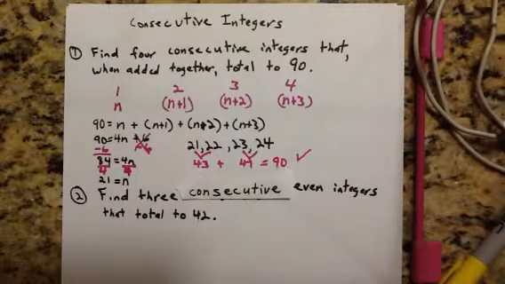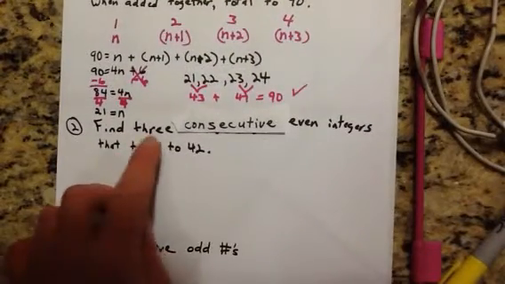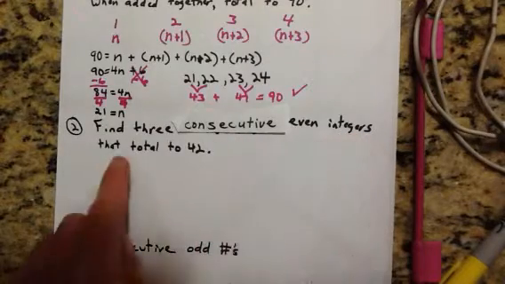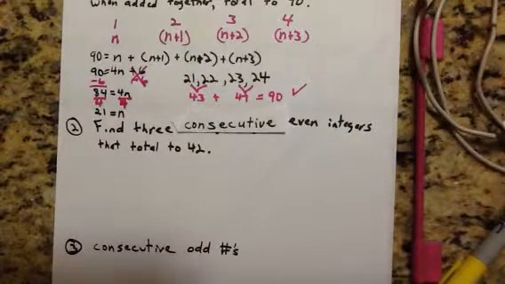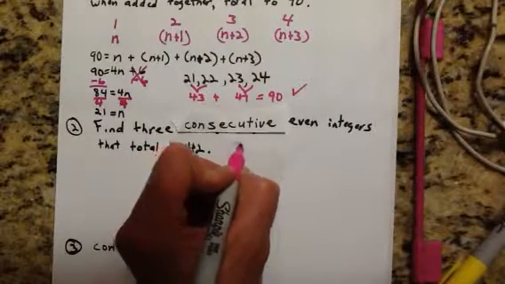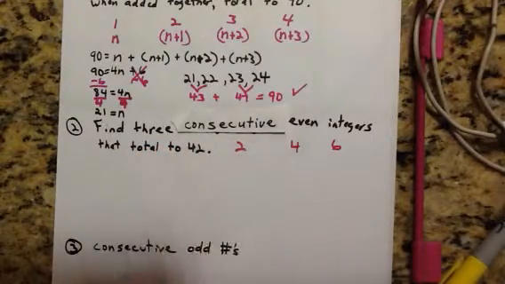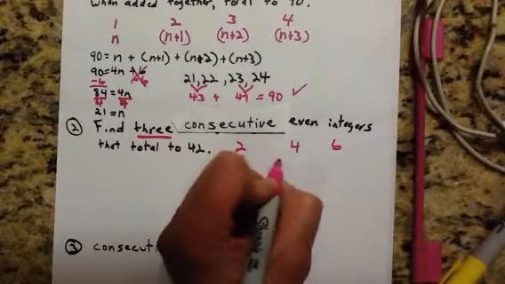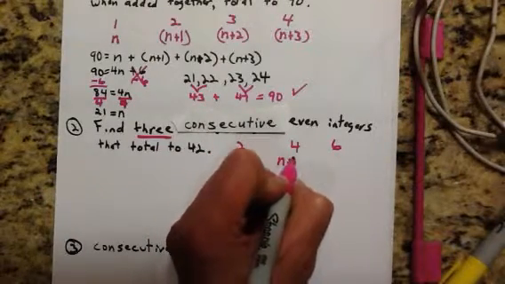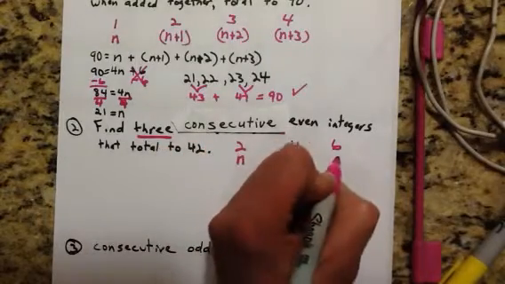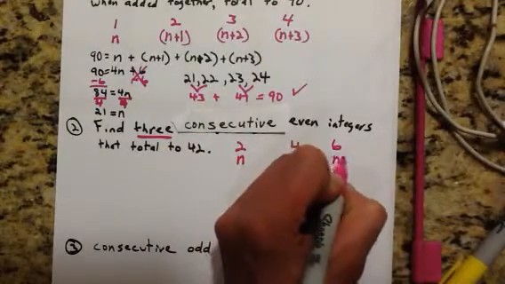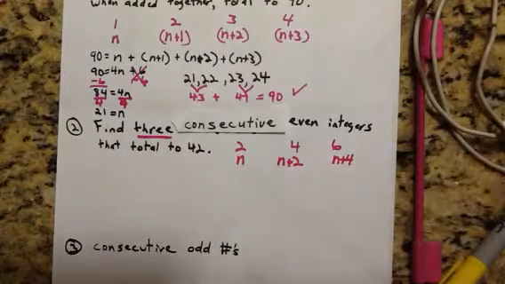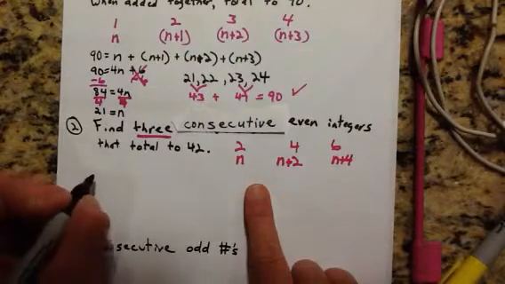All right, let's look at another possible problem you might face. Find 3 consecutive even integers that total to 42. We're going to use our same strategy as before. 2, 4, 6. And this time we're only asked to find 3, so I've only listed 3. This would be our first n. 4 is 2 more than our first number, and 6 is 4 more than 2. Okay, so by using those simpler numbers, we now know what we need to use for our problem.